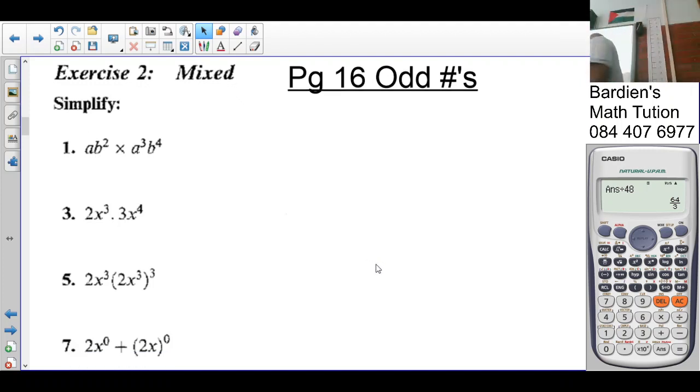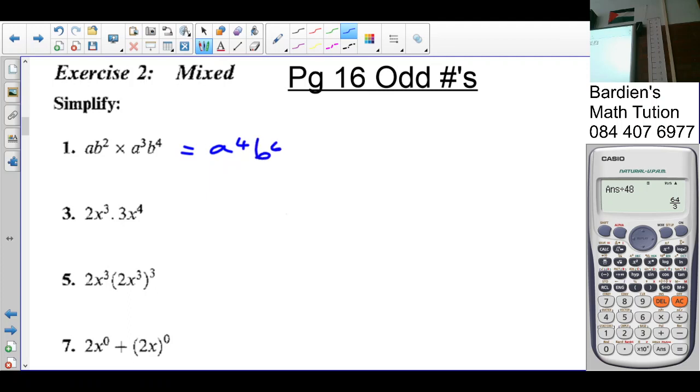Alright. So the first answer is A, 4, B, 6. Remember, when we're multiplying, if the bases are the same, add the exponents. The next one? 6x, 7. Nice. Next one? First the middle step. We first going to sort this one out. Not so. There's going to be 2x cubed times 2 cubed is 8, x 9. 2 times 8 is 16x. You all agree with that? Who got that right?